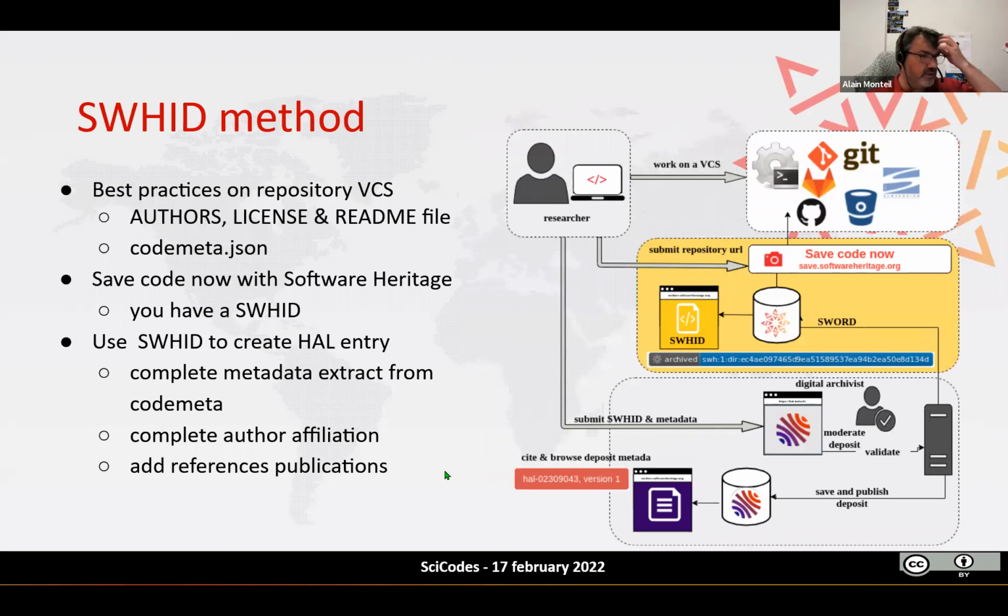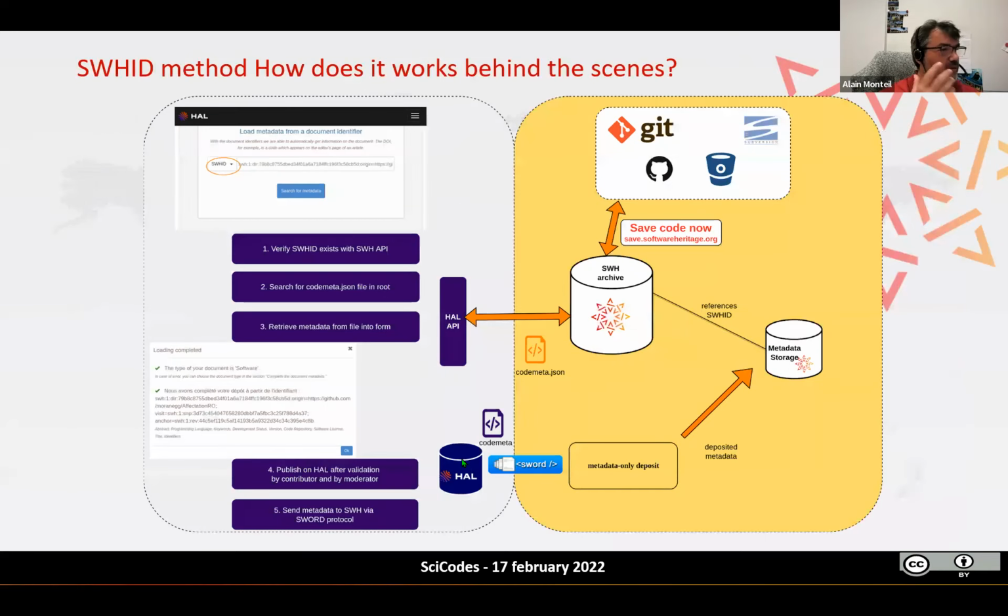The second method is the SWHID method. It's based on a very simple service from Software Heritage called Save Code Now. You put your version control system URL on Save Code Now, and then your source code is immediately archived on Software Heritage. Then you have the Software Heritage ID, the well-known SWHID. With this SWHID, you make the citation and the deposit on HAL. And then I will talk about what is behind the scenes of this process.